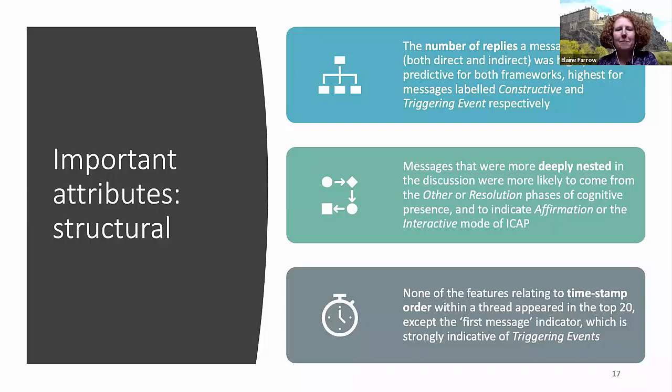One thing that was slightly surprising was that none of the features we added relating to timestamp order within a thread appeared in the top 20, apart from the first message indicator, which is strongly indicative of triggering events. So I've already mentioned the first message having this particular characteristic, but nothing else to do with timestamp order actually appeared as being very predictive.